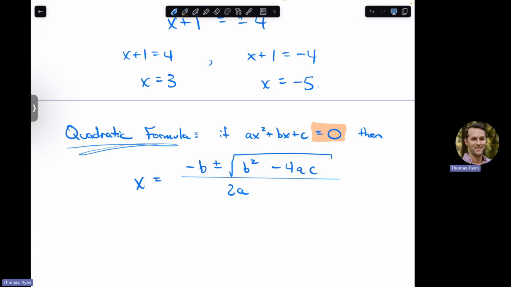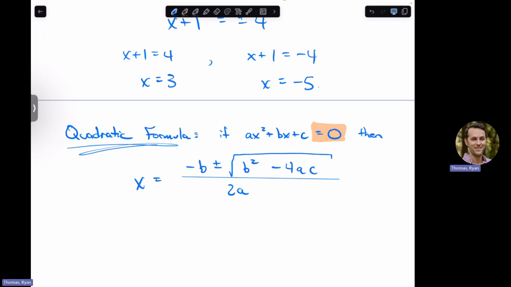Anyway, that's it. Negative b, so the opposite of whatever b is, plus or minus. This is the same plus or minus that happened a minute ago when we took the square root. So for the same reason, that means there are really two things here. One where you add, one where you subtract. The square root of b squared minus 4ac all over 2a. So this works every time.